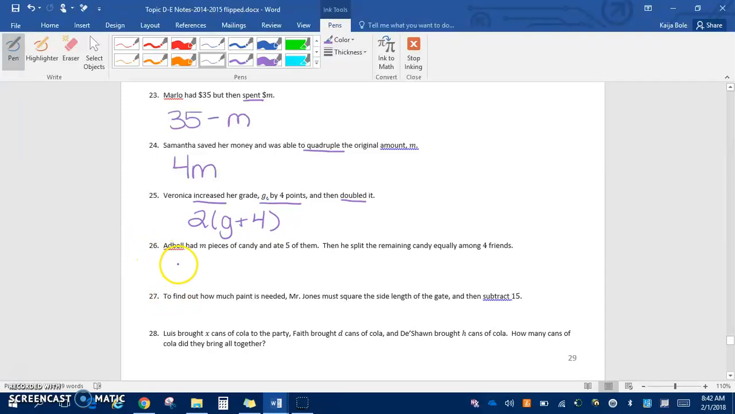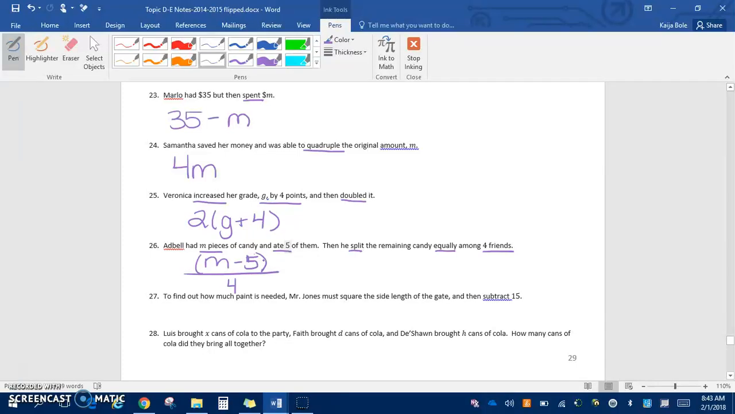Number 26 says, Edbel has M pieces of candy and ate 5 of them. Then he split the remaining candy equally among 4 friends. So he had M pieces, ate 5, and then he split them equally among 4 friends. So we're going to start with the pieces that he had, which was M. He ate 5 of them, so that means we're taking away 5 pieces. We're going to put that in parentheses because then he split them, so that means we're dividing equally among 4 friends, so it's going to be over 4.